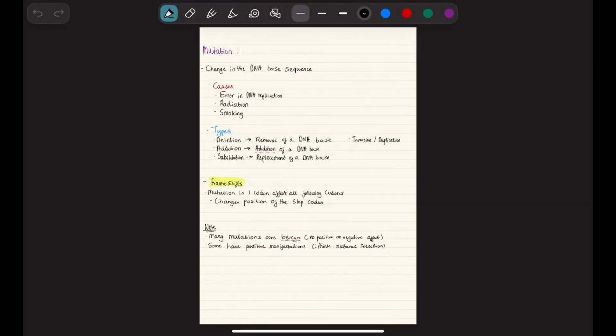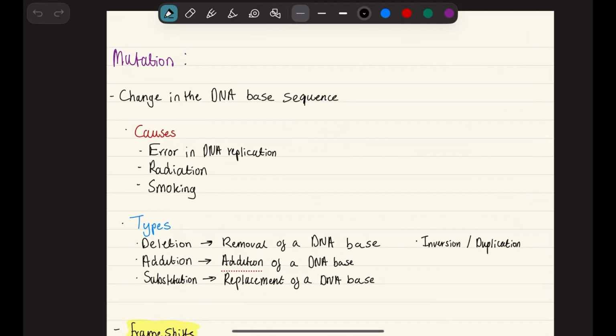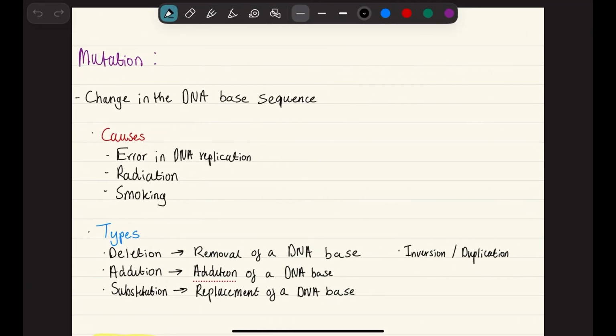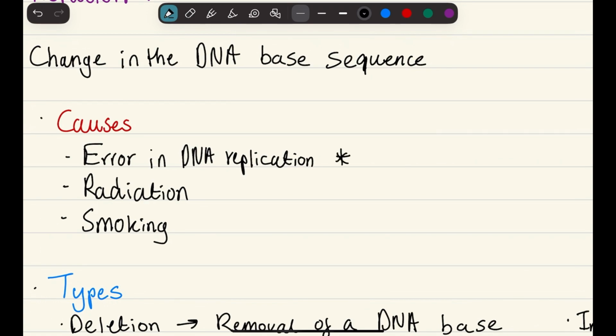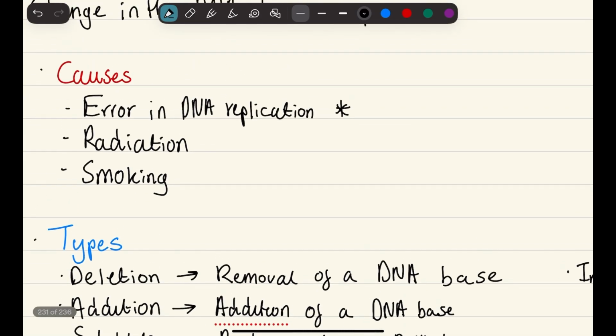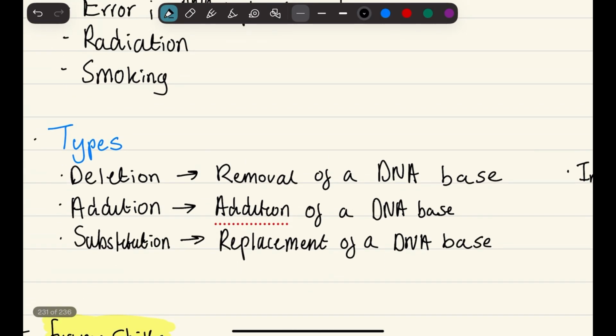Let's get it. Okay, so first we're going to explore what mutations are, and literally perfect definition: a mutation is a change in the base sequence of DNA. Say that in your exam, they'll love you. What causes a mutation is a very important question. Typically in your exam, you are looking at an error in DNA replication. But other reasons: radiation, smoking, yada yada. Didn't want to focus too much on that because that's kind of lower yield, except maybe the definition of a mutation.